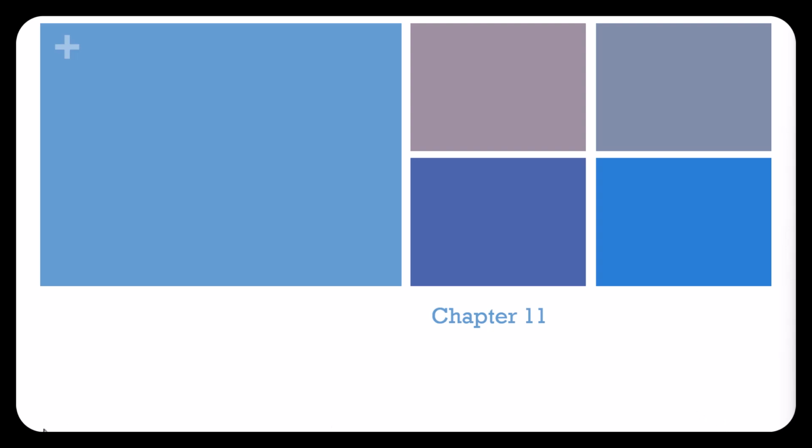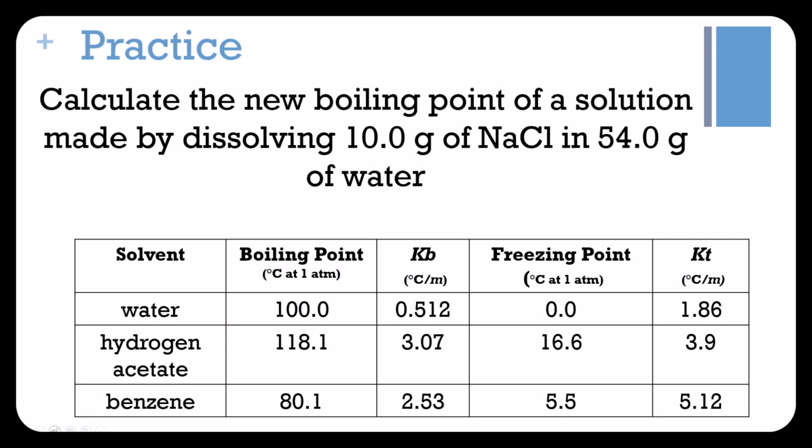In this video, we are going to work through an example of boiling point elevation. Yep, boiling point elevation. So here's our question. Calculate the new boiling point of a solution made by dissolving 10 grams of sodium chloride in 54 grams of water. If you would like to challenge yourself and try this, go ahead and pause the video, work it out. If not, I will work it out with you.